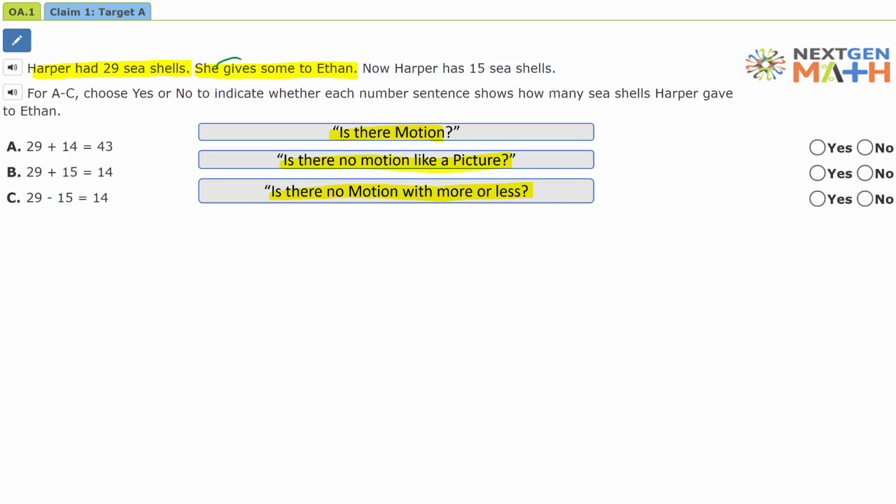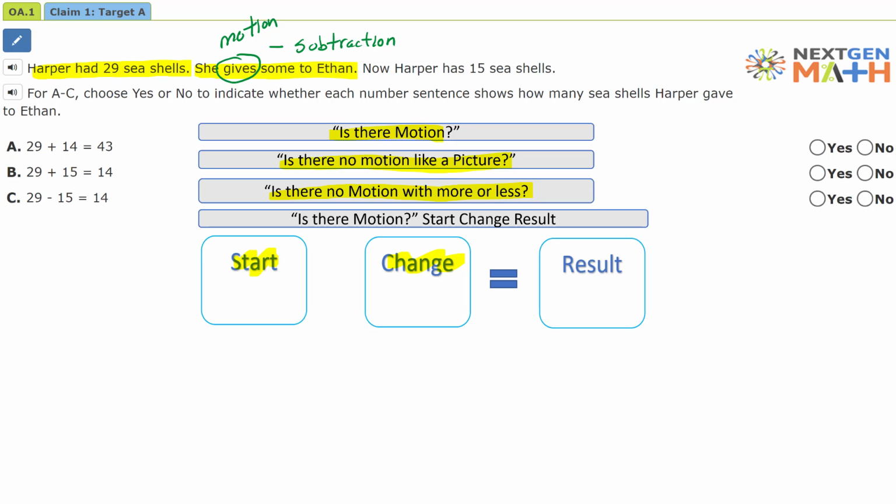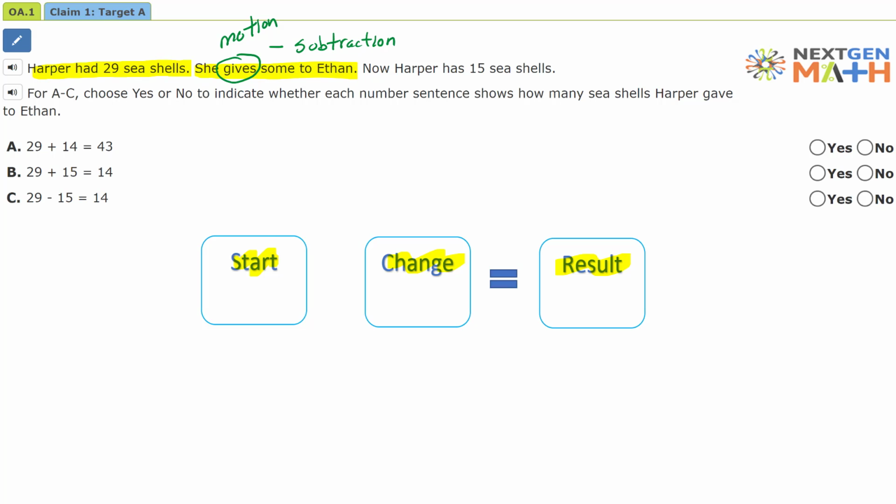So this word right here, gives, when she gives, that is action. This is motion. And so when she gives some to Ethan, she's giving them away. So this is going to be subtraction. What this tells us is that this is a start, change, result unknown problem because of that motion. So we're going to use this graphic organizer to help solve the problem. Let's read this one more time and use the graphic organizer.